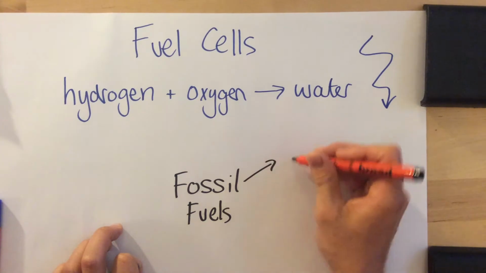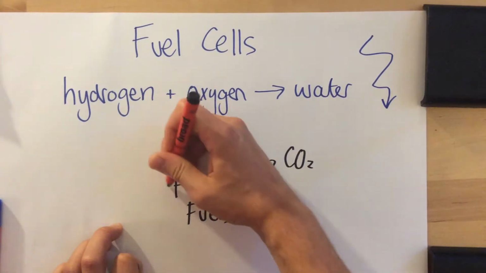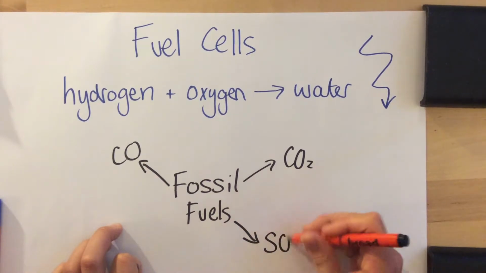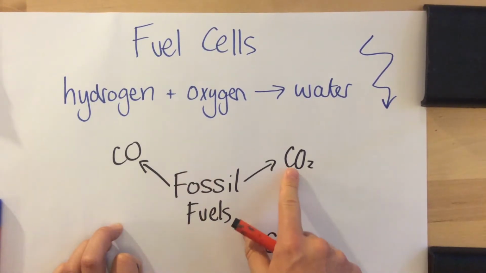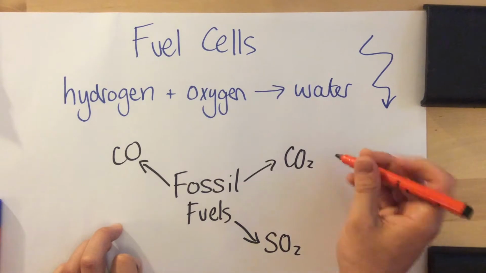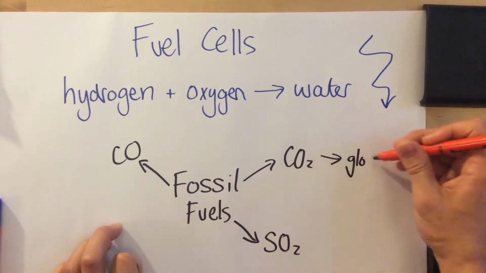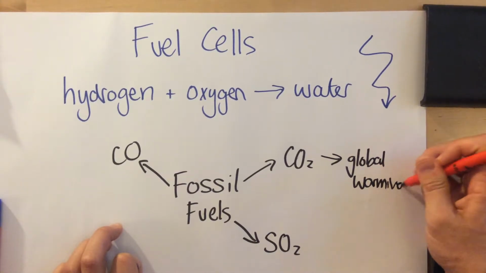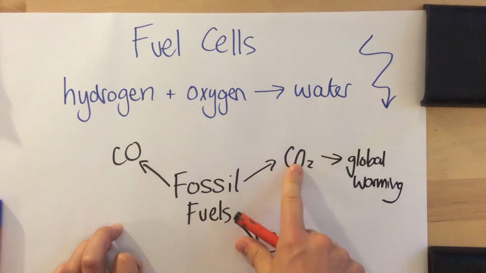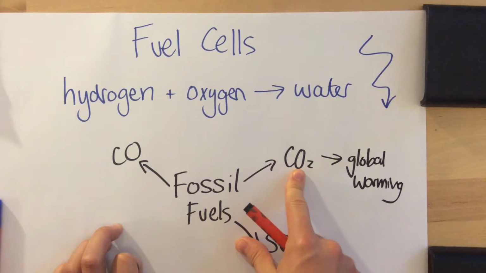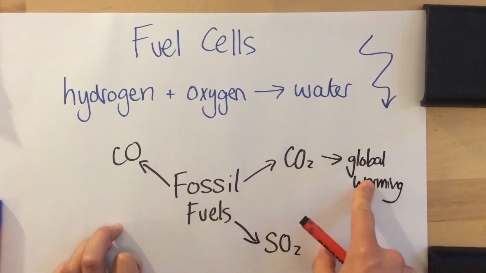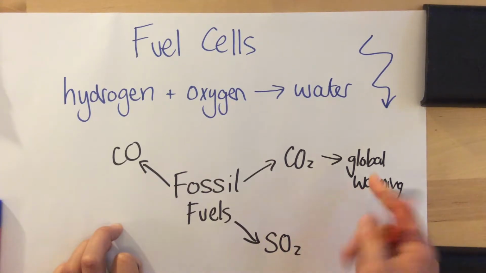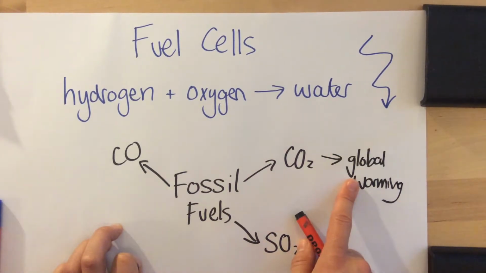Now, the problem with this is the waste products that are produced when we burn these. Carbon dioxide, CO2, produces global warming. What that means is it actually absorbs some of the thermal energy, the infrared radiation from the sun, and it causes global temperatures to rise around the world. And this can melt the ice caps, causing the sea levels to rise.